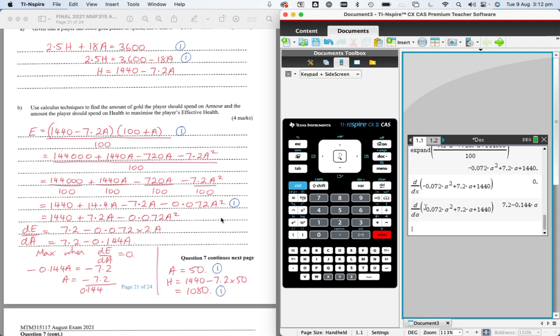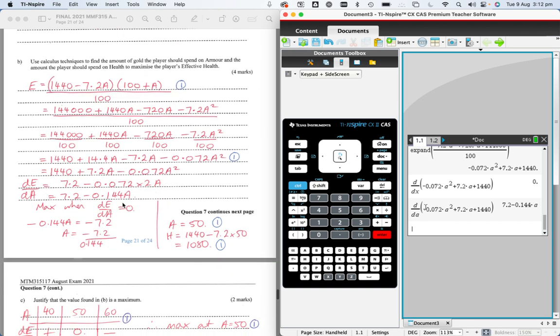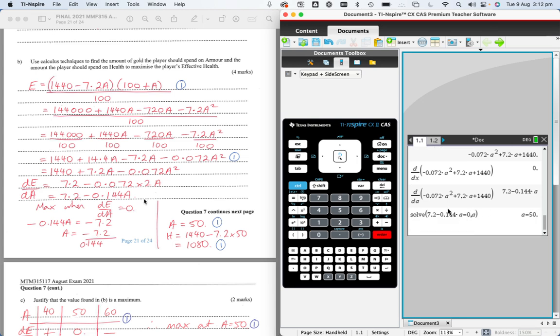So that could catch you up a little bit of time. It said use calculus techniques to find the amount of gold to spend on health to maximize the player's effective health. So E is the effective health. So I found the derivative, set it equal to 0, and solve. So I can go solve, paste, equal to 0 with respect to a, and I've got a equal to 50. So there you go, I've got a equal to 50, and if I need to work out the effective health, I can then put it back in.